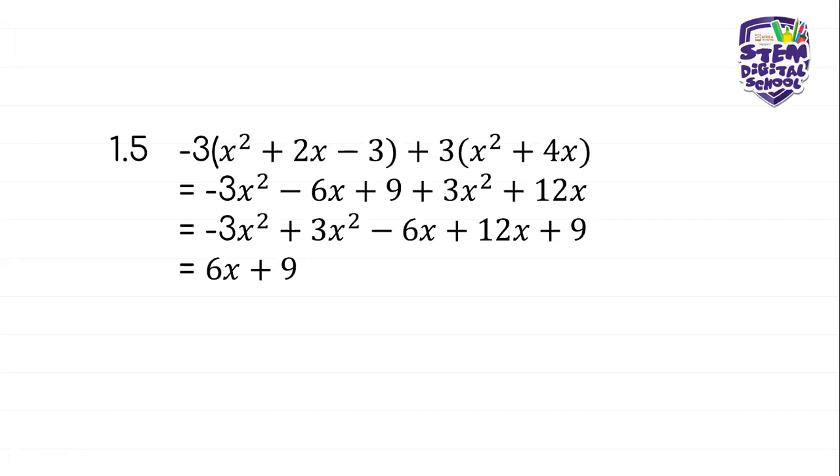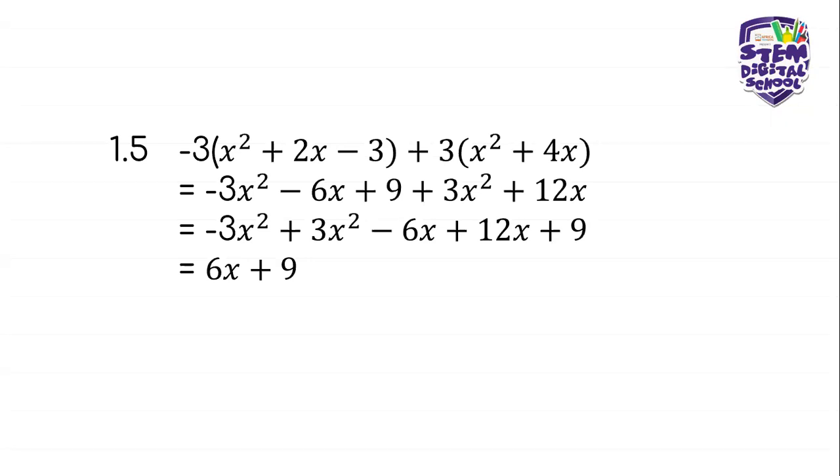So you simply multiply all the terms of your trinomial by -3 to get -3x squared, and then minus 6x, and remember the -3 times -3 is +9. So this is where the +9 comes from. You multiply a negative number by a negative number. And then in the case of the binomial inside the bracket, again, you multiply that by 3. So 3x squared plus 12x, because 3 times 4 is 12.